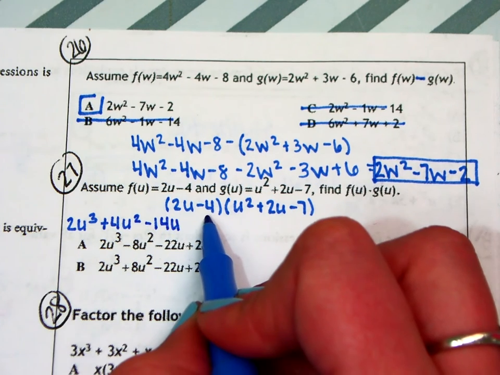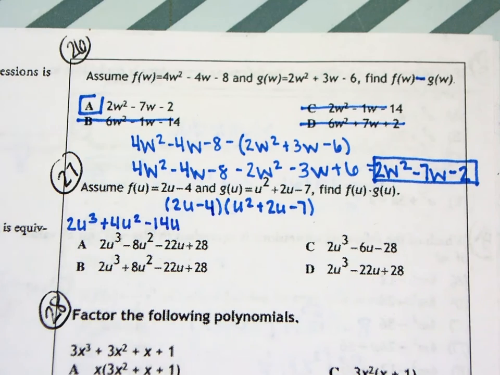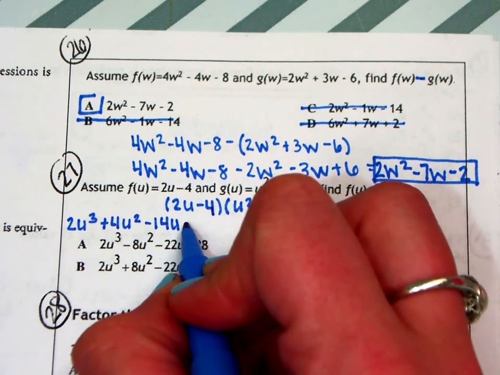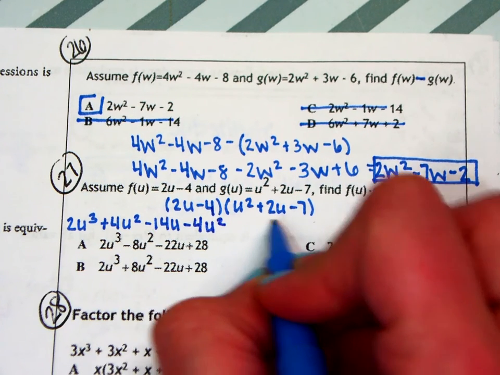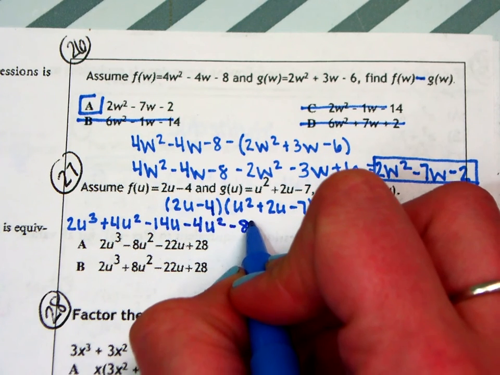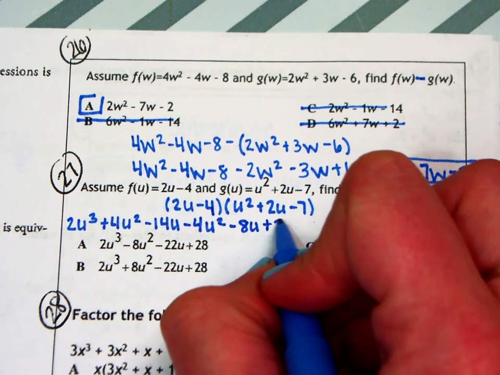Then I'm going to shift to the negative 4. And this is a 4, and I purposely think that they use the letter U so you confuse it with the number 4. So negative 4 times u squared is negative 4u squared. Negative 4 times positive 2u is negative 8u. And then negative 4 times negative 7 is positive 28.